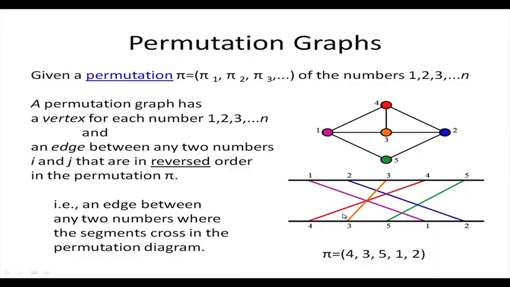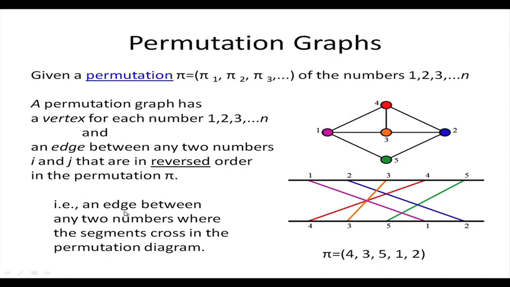If I have A here and B here on top, and A here and B here on the bottom, they don't cross. They're in the same order. But if they got reversed, I have a cross. So the intersection graph of segment diagrams like this is exactly the same problem as looking simply at the numerical reversal.